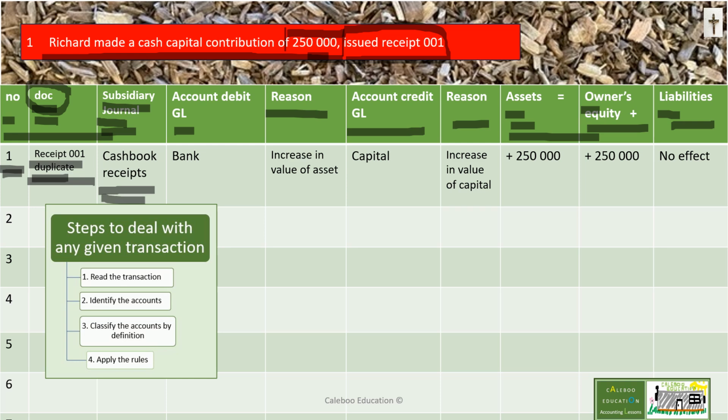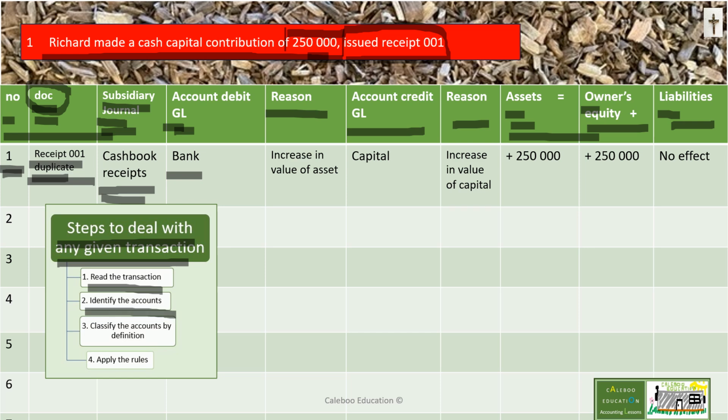The account that is debited in the GL, which stands for General Ledger, is bank. Now I'm dealing with these steps that I have dealt with in previous videos, the steps to deal with the transaction. Read the transaction. Richard made a capital contribution of 250,000. Issued receipt 001.